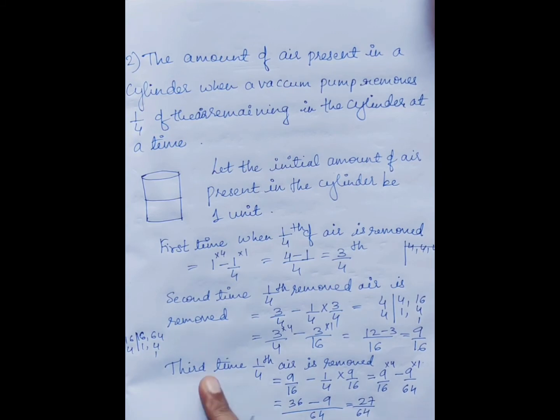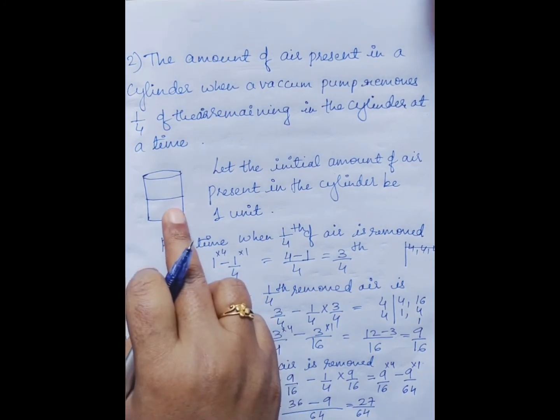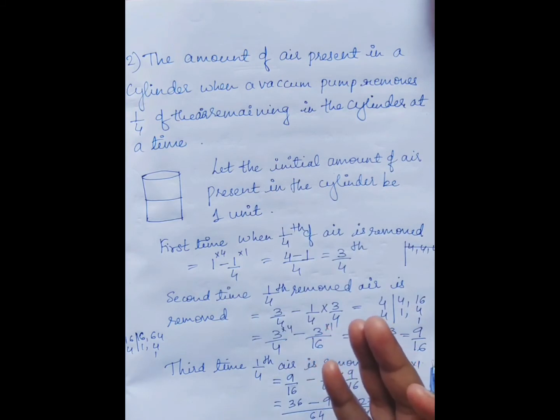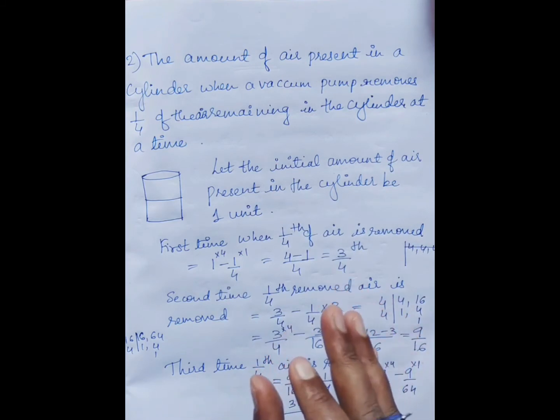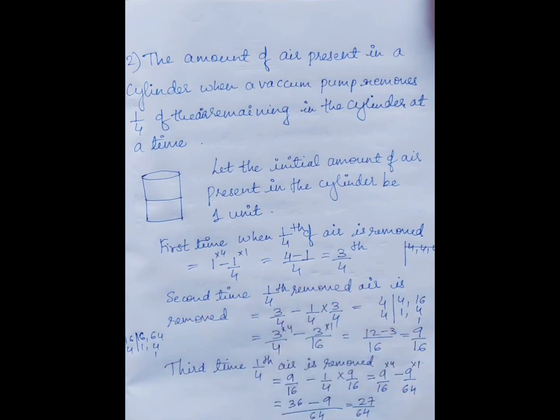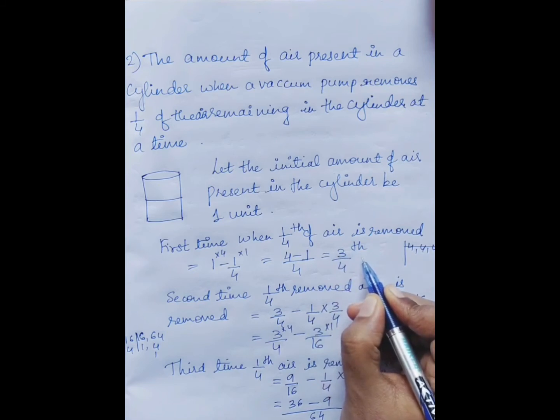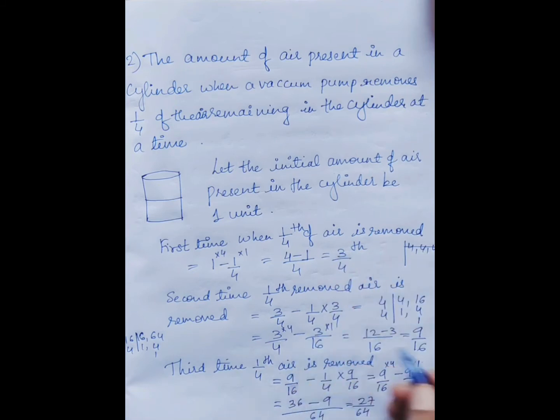So when the third time we are removing 1/4 of air from the cylinder, we are going to get 27 by 64. Now you can observe this solution. The condition for an AP is we should have the same common difference, but if you observe the solution, for the first time we are going to get 3/4 of air remaining. Second time when we remove 1/4, 9 by 16 is remaining, and third time 27 by 64 is remaining. Now you can see here the common difference is not the same.